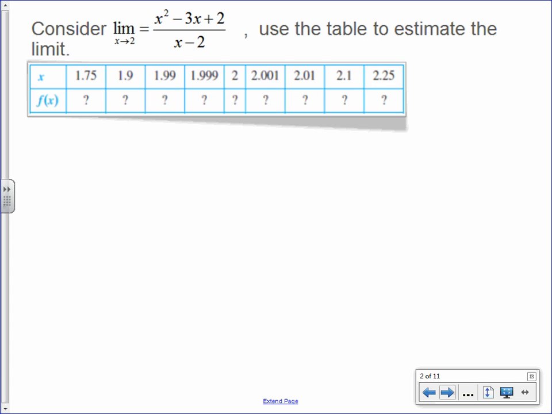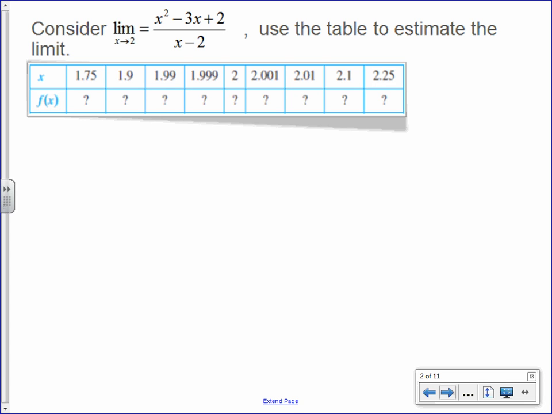So, part 1, please find me the y values for 1.75 and 1.9. Part 2, help me out with 1.99 and 1.999. Pod 3, 2.001 and 2.01. Pod 4, 2.1 and 2.25. All right, we'll do 1.75. Feel free to break it up amongst yourselves.